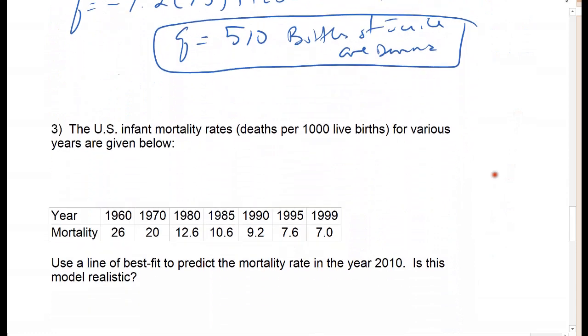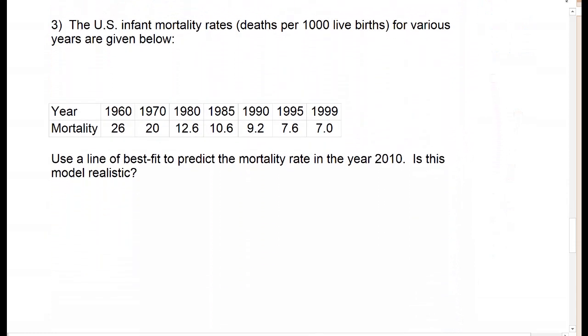Next example. Alright, so we're given a table of the U.S. infant mortality rates, deaths per 100 live births, for various years, 1960 up to 1999. And so we're going to find the best fit line to predict the mortality rate based on this table. And then we'll get to why I asked the second part of this question. Is this a good fit?